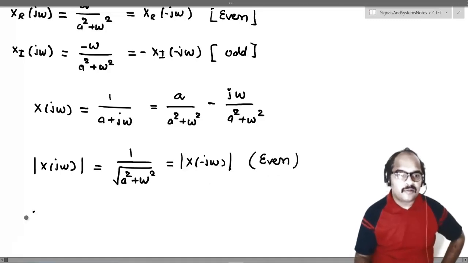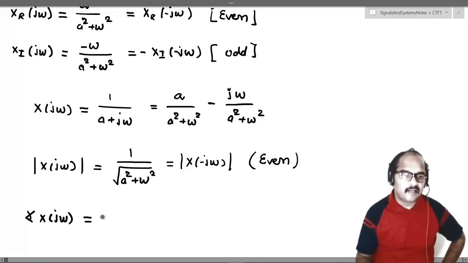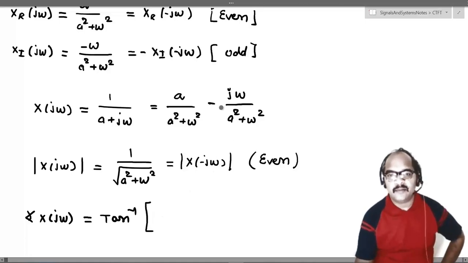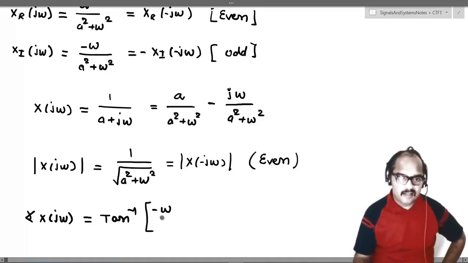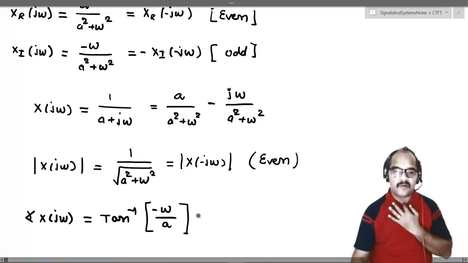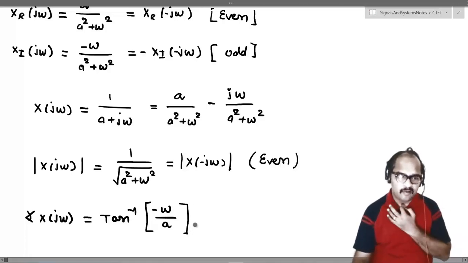And what happens to the angle? What will be the angle of x of j omega here? That is nothing but tan inverse of imaginary part by real part. The imaginary part is minus omega by a squared plus omega squared, divided by the real part, which is a by a squared plus omega squared. So a squared plus omega squared will get cancelled out. You will get tan inverse of minus omega by a. So this is our angle of x of j omega.